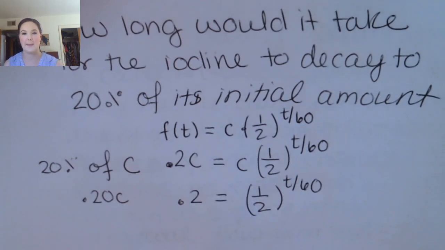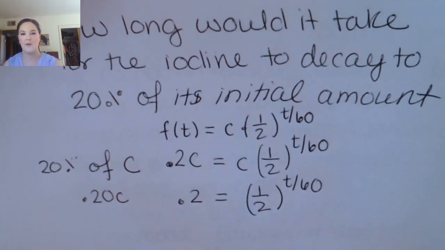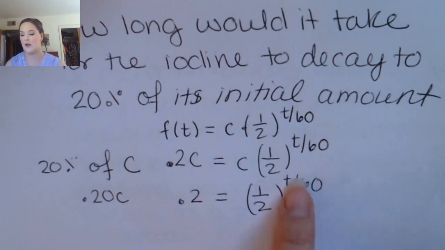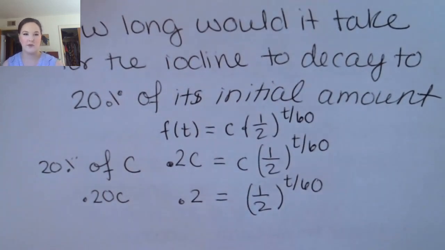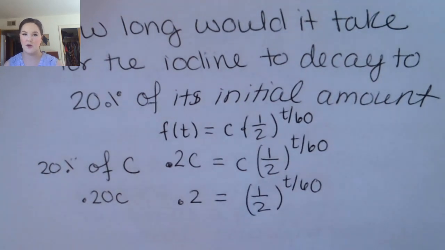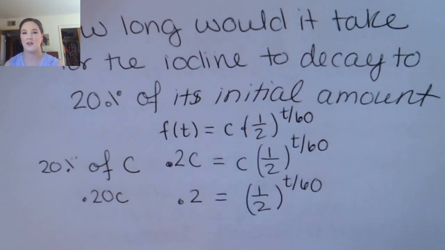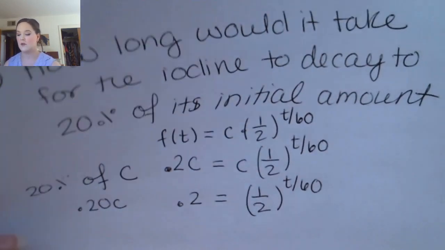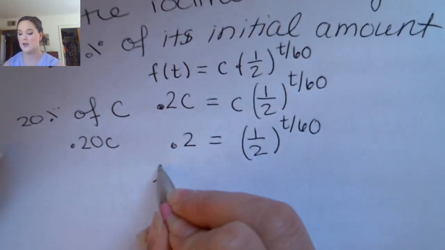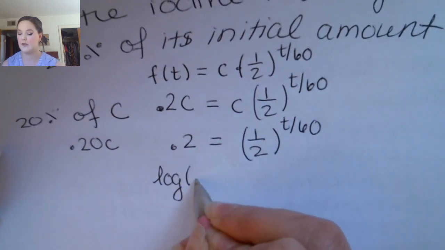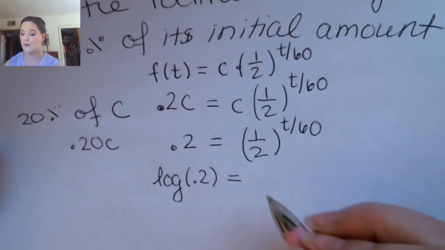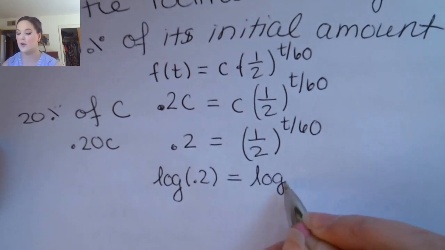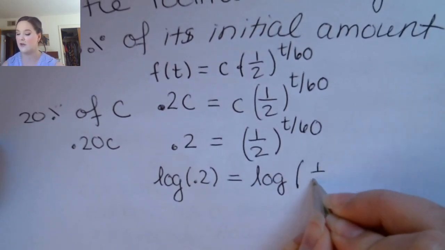Okay, and now I want to get this down out of the exponent. So there's kind of two different things you can do. You can use log base 1/2, or you can just use log base 10, right? It depends on what you're comfortable with. So I'll show you the log base 10 method in case you haven't seen it. You could also use natural log, by the way. You just want to use one of the log bases that appears on your calculator.